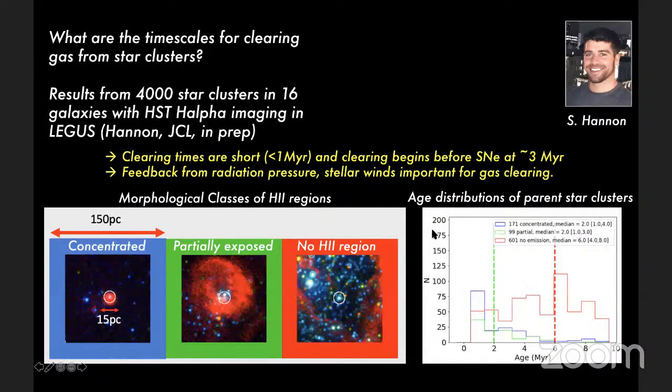What this implies is that the clearing timescales are shorter than the uncertainties in our age determinations, which are less than about 1 million years, and that also it's not just feedback from supernovae that's important. Supernovae begin at about 3 million years. So if the median age from which this morphology occurs is about 2 million years, it implies that other feedback mechanisms such as radiation pressure and stellar winds must also play important roles.